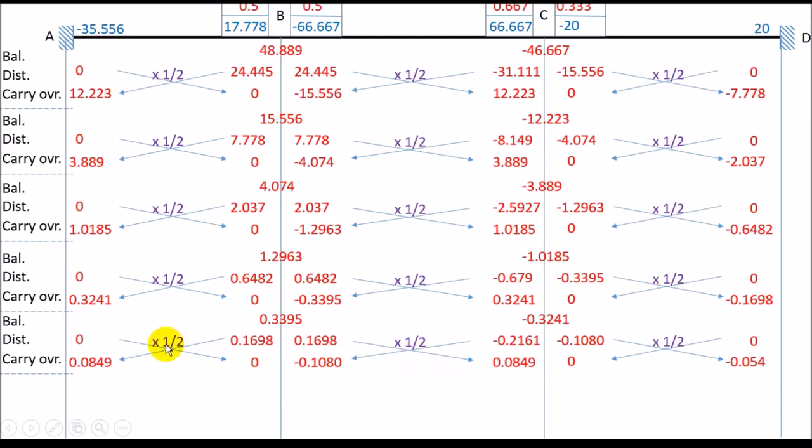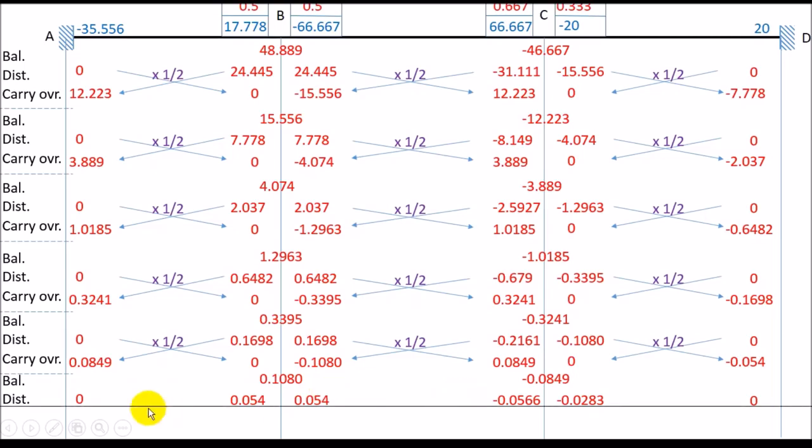So what I'm going to do is I'm going to do another iteration, but this time it will only be till the distribution step. Remember, always end your MDM iterations on the distribution step, never end it on balancing step or carryover step. You should always end it on distribution step. So although we were getting very low values, we could not end it over carryover step, thus we did another iteration and ended it over distribution step. Now this is our final step, and we just have to add all the values now.